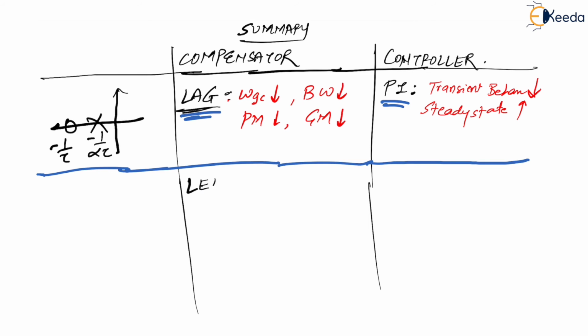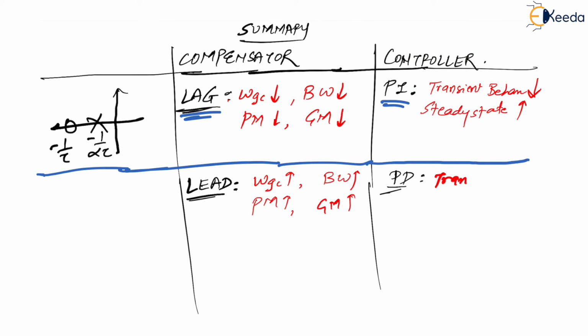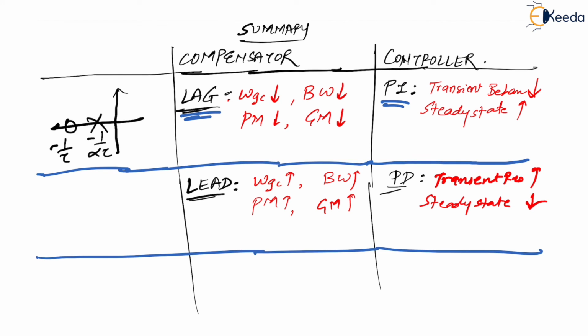Now, next is lead. What happens in lead? In lead, omega GC is increased, bandwidth is increased, PM is increased, GM is also increased. Similarly, PD. PD is same as lead only. What is happening in PD? Transient response improved. Steady state is not good. How does it look? It looks like this, zero and this.